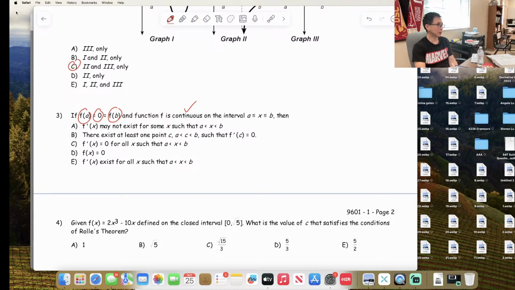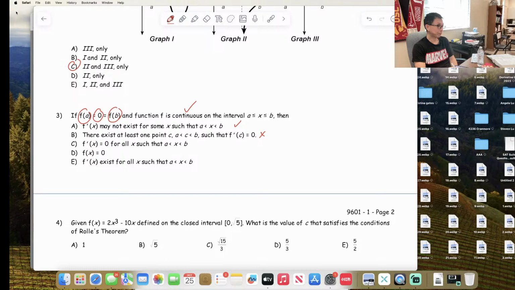So I'm gonna tell you, when the AP exam comes, students who pick the right answer doesn't mean they're gonna get a 5. But if they can tell you why the other answers are wrong, then they can get a 5. So that's the good B. We know this one's good. We know there's at least one point c where f prime of c is equal to 0. But this is talking about Rolle's theorem, and the problem didn't have a condition to talk about Rolle's theorem, so this one does not apply.